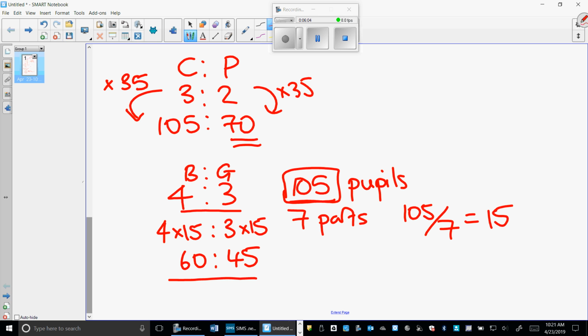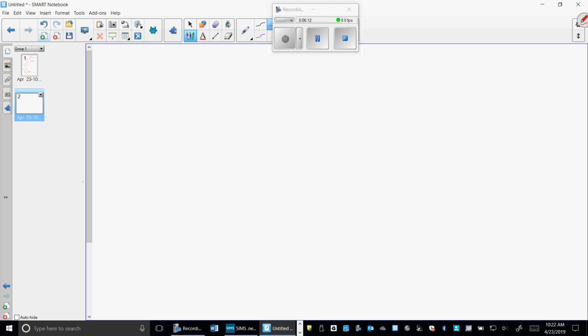Alright, question 4. Louis, or Lewis, however you want to say it, makes a model of a plane. Okay, I'm going to go to a new page. The wingspan of the model is 50 centimeters. The real plane is 80 meters. Work out the scale of the model, give your answer in the form 1 to n.